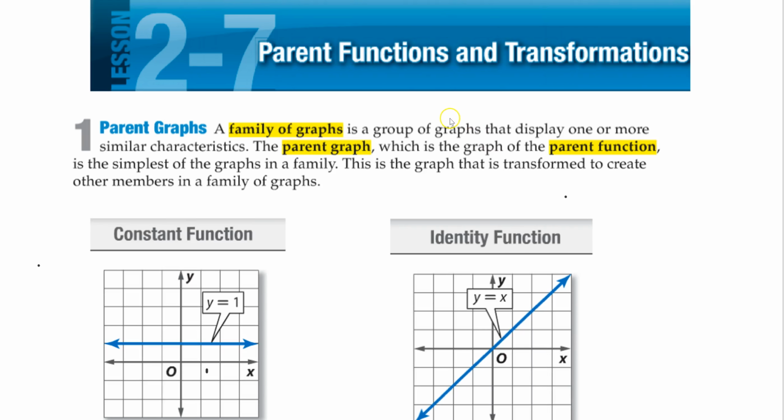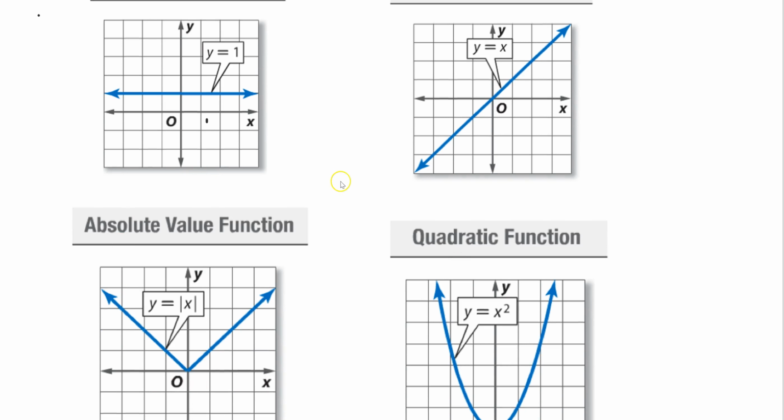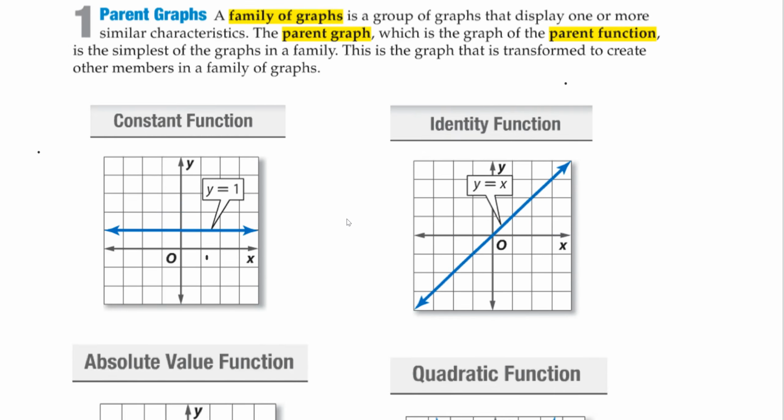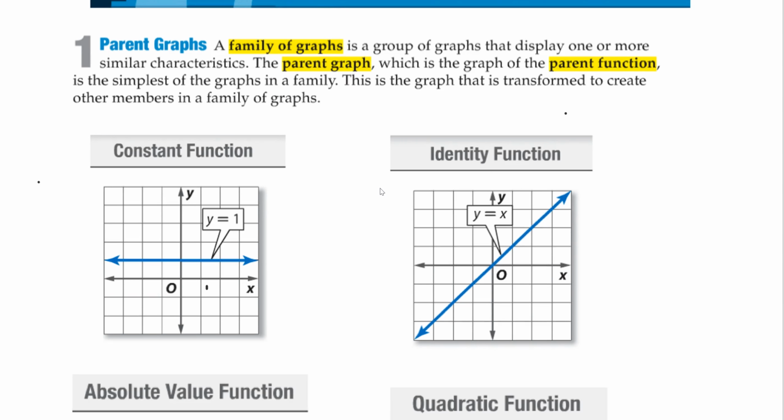2.7 Parent functions and transformations. So this is a huge lesson. This lesson is all about how to understand basic graphs. All these basic ones you should already know, and then move them up, down, left, right, stretch them, shrink them, flip them, rotate them. This lesson we're going to go back to every single chapter, because every time we learn a new graph, we're going to use the exact same rules to move them, to transform them. It's a huge lesson. So buckle up.